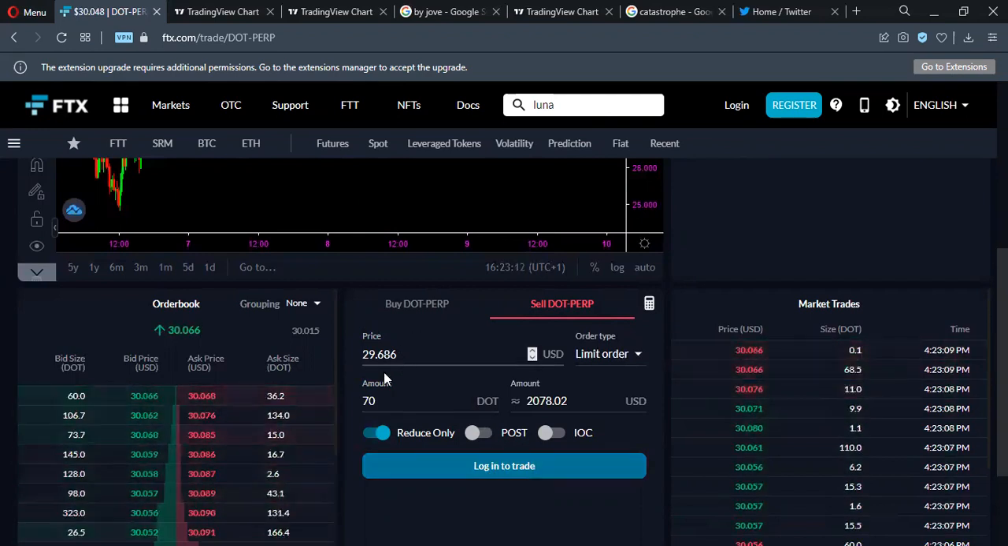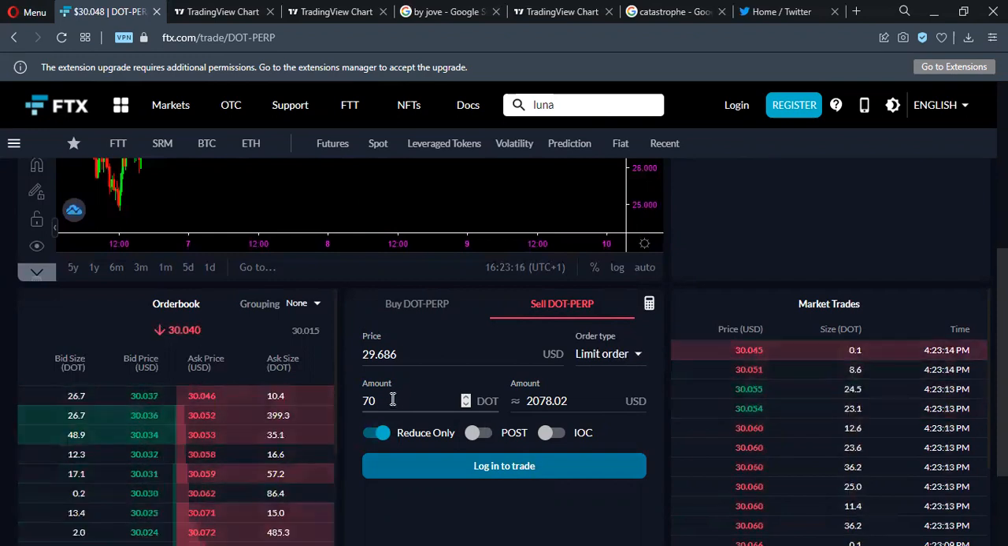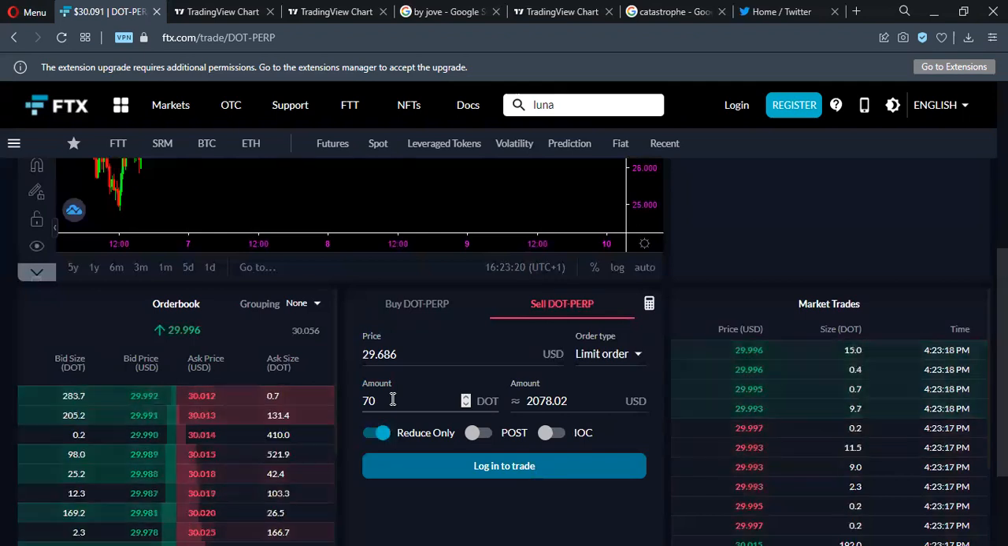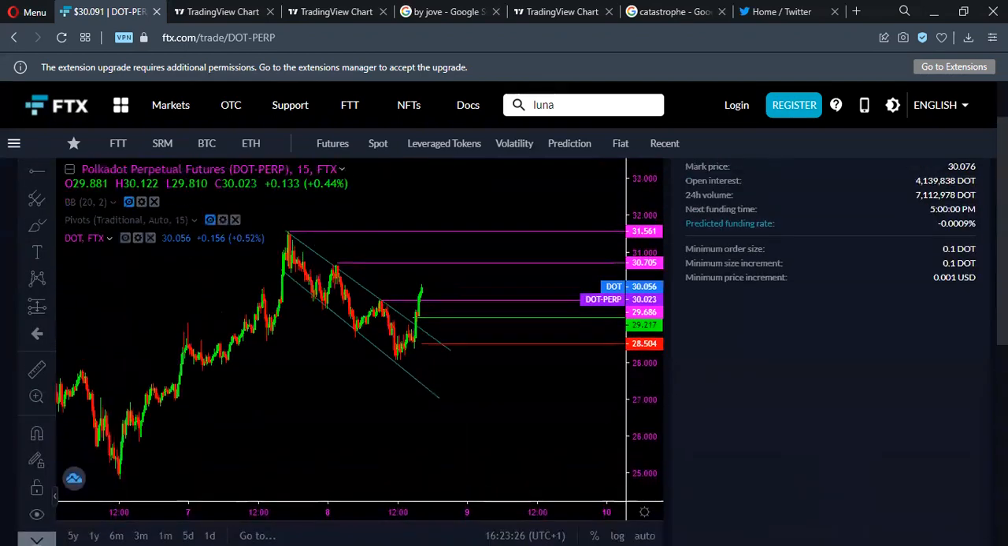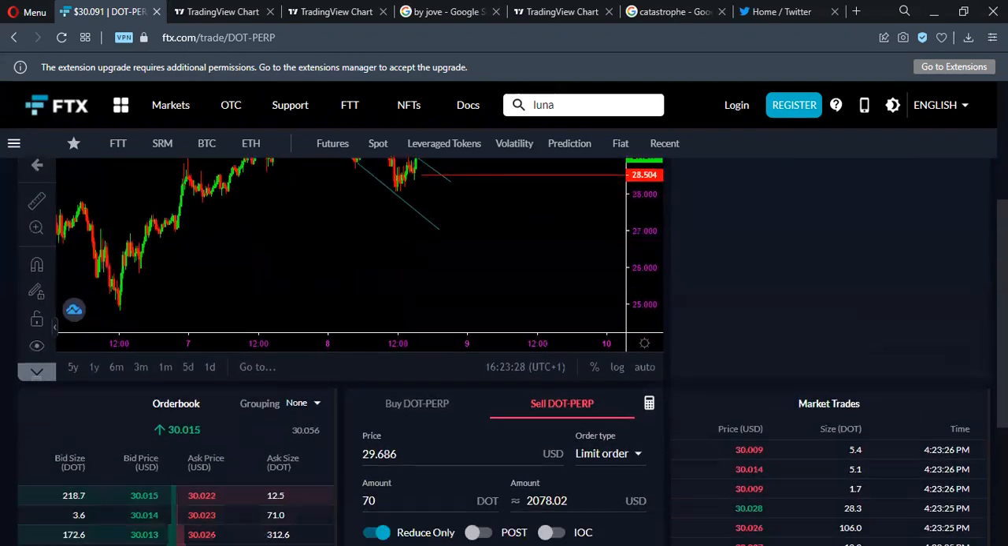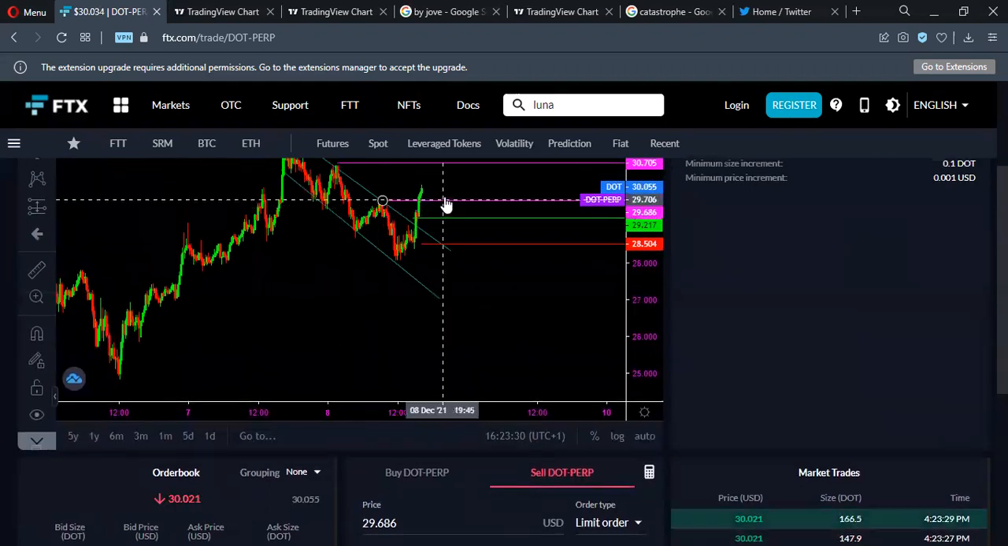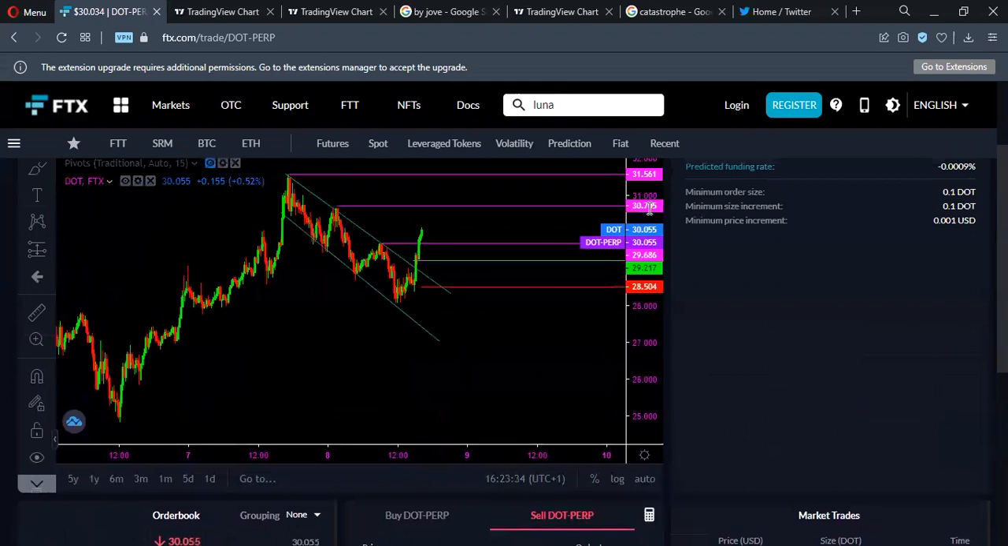So you want to get, say, it will close for you, and then you'll be left with how many? Remember we had 171.1, so you'll be left with 101.1 units of this DOT. Okay, now you want to close another. This is how you take your partial profit. So you've taken partial profit at this very first target of 29.686, and then the next target is 30.705.